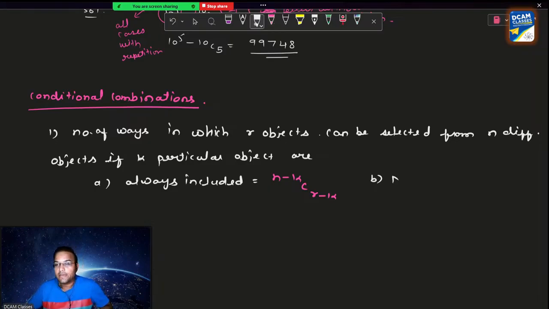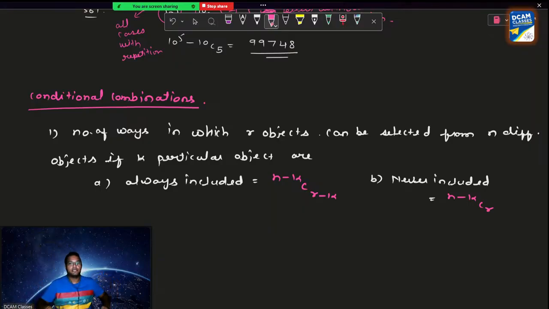And the second one is never included. For this, the answer should be n minus k C r. What's the meaning of this first one? When k objects are always there, it means the k objects are already there. So you have to select only r minus k objects out of n minus k, because k are already there. And if they are never included, then k objects you have to remove from the selections, and then you have only n minus k objects of which you have to select r different things.